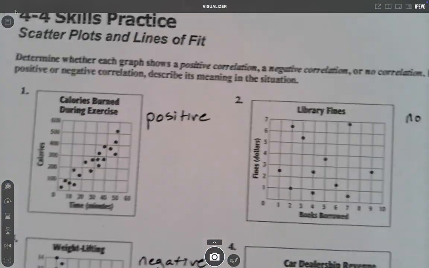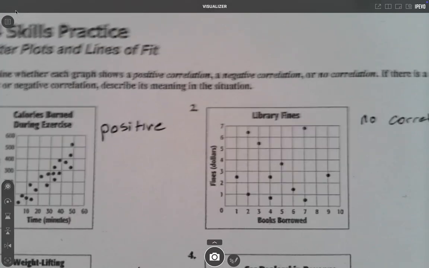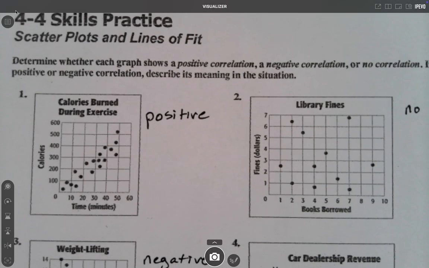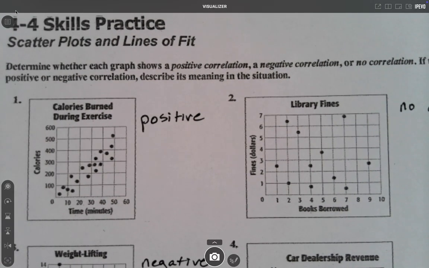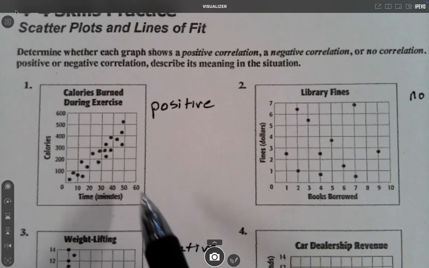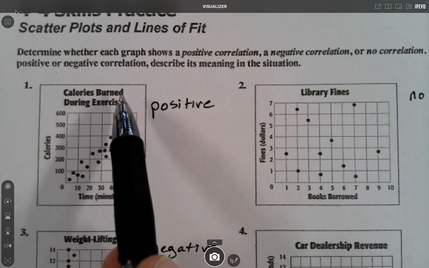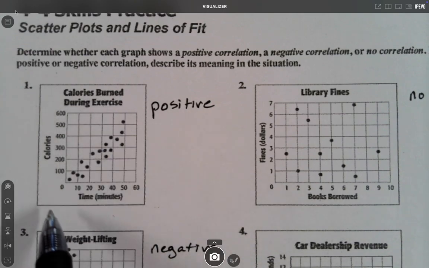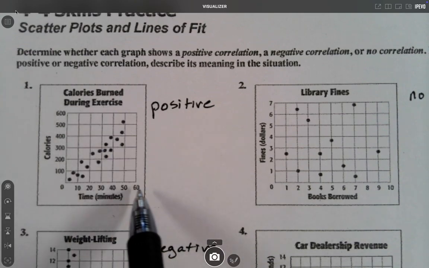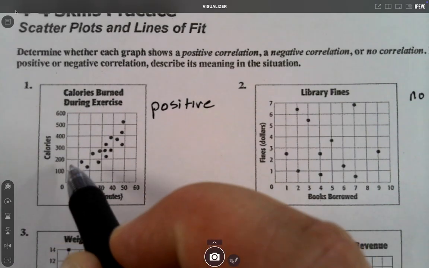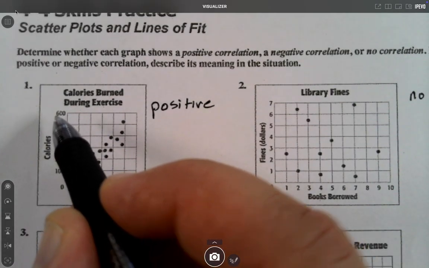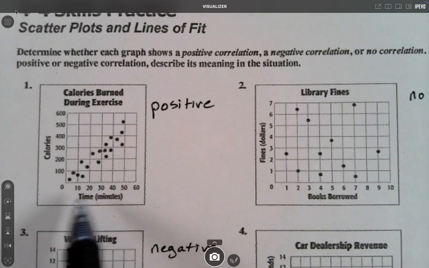Now let's look at the other part it says. If there's a positive or negative correlation, describe its meaning in the situation. So this is where we need to look at what the graph is actually describing. So it says calories burned during exercise. So this represents the amount of time spent exercising, and this represents the number of calories that are burned. So always start by describing what's happening as the x-axis increases.